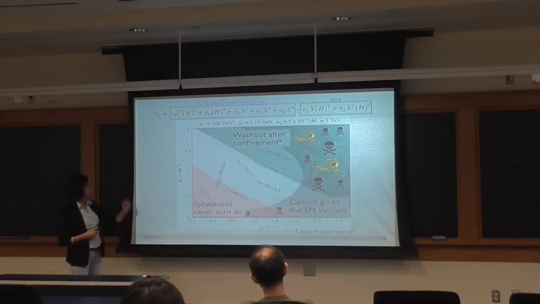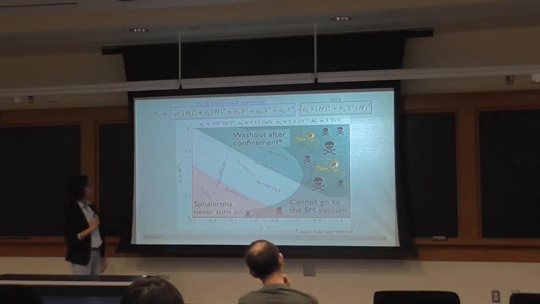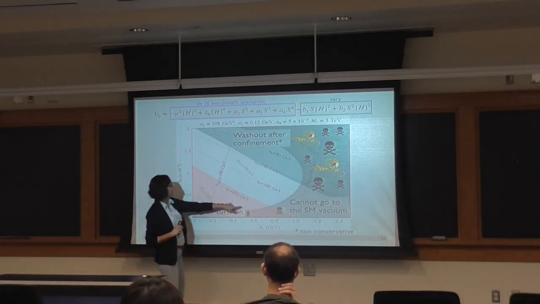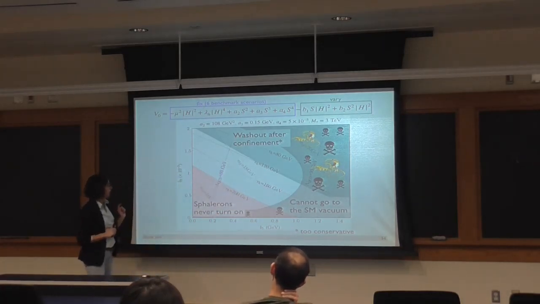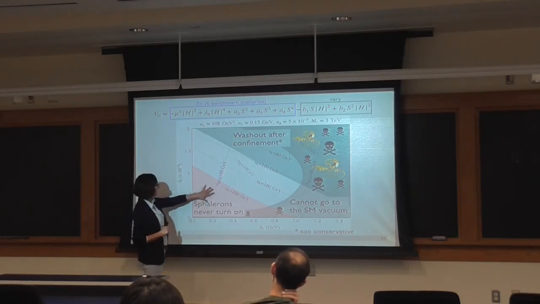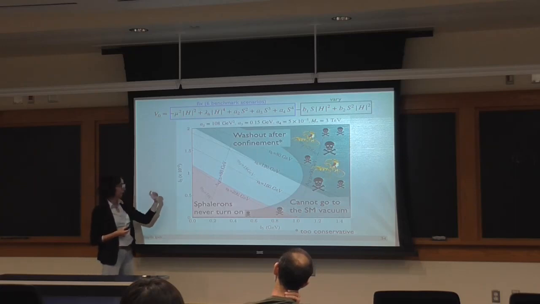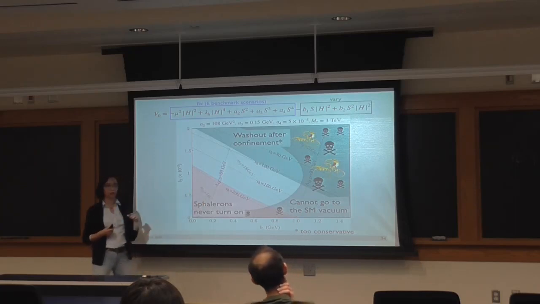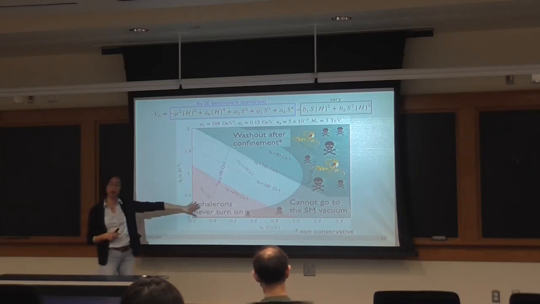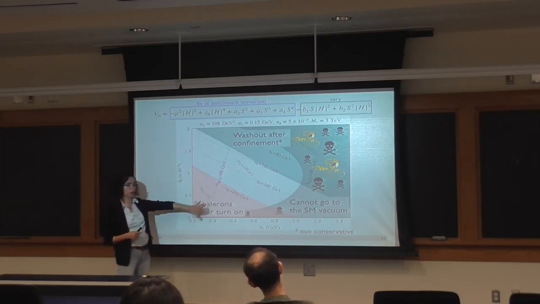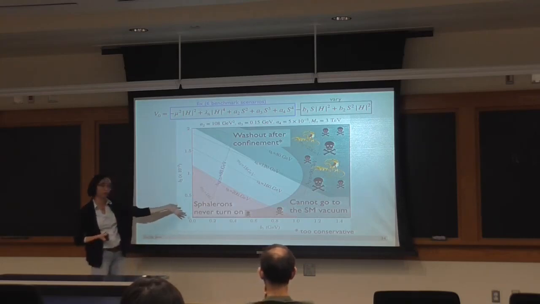But going back to the parameter space, now I can tell you what the blue and pink regions are. Again, you always want to be in this light region because you want to recover the standard model. In the pink region, the Higgs vev before confinement is non-zero, so the sphalerons are never turned on. So you don't want to be in the pink region because you will never produce a baryon asymmetry, since your Higgs vev is already non-zero.